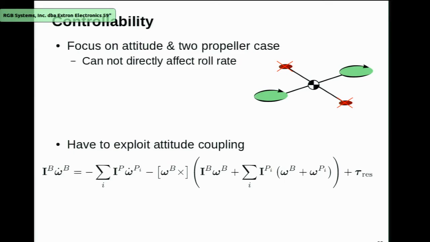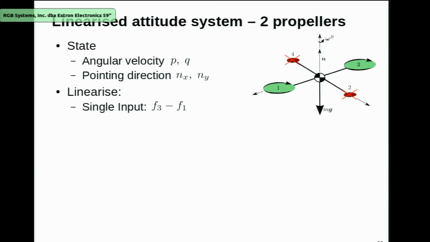So if I want to write this down as an LTI system, I can create a four-state system. The four states that I need to introduce are two components of the angular velocity, so the roll rate and the pitch rate, and two components of the orientation of the vehicle. So this is two components of a unit vector that describe the thrust. You can also think of them as the roll and pitch angle up to a sign and a permutation. And I will linearize with the input being the difference between the two forces. So this is clearly proportional to the torque that I'm producing around that axis.